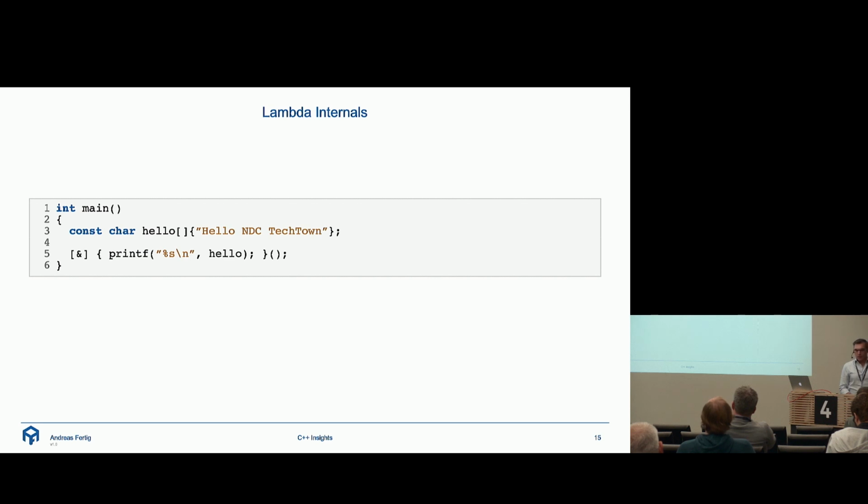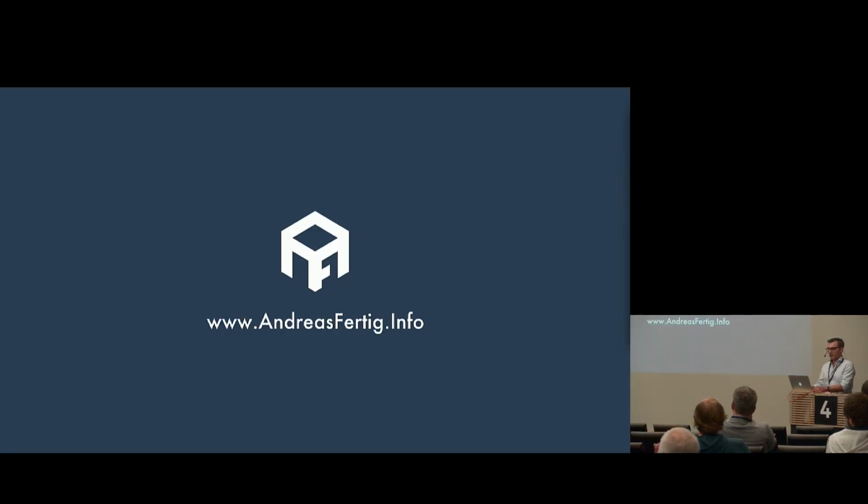Another big thing in C++ these days are lambdas. So here I have an example I showed in my talk yesterday already. I have a const char array named hello with the string hello and the C++ TechTown in it. And then I have a lambda which captures by reference that string and prints it out in a printf. Let's have a look at what the compiler generates for us for this lambda. What is a lambda in C++?